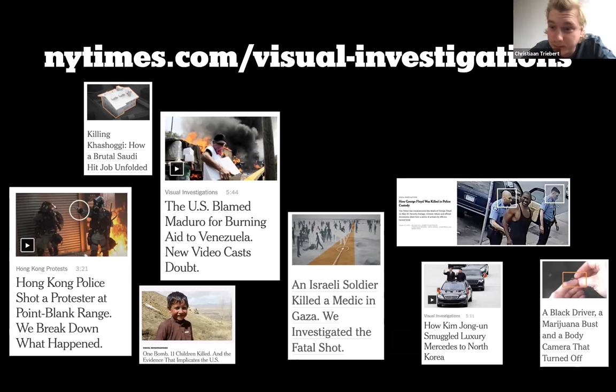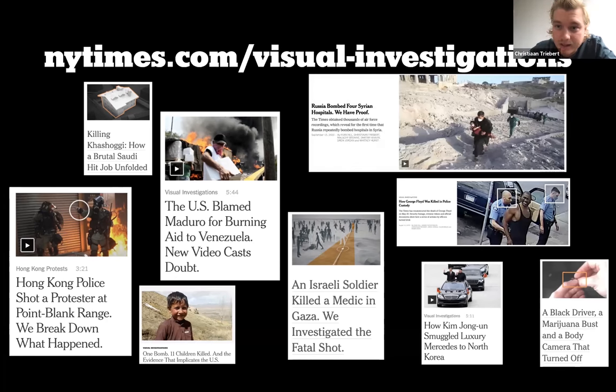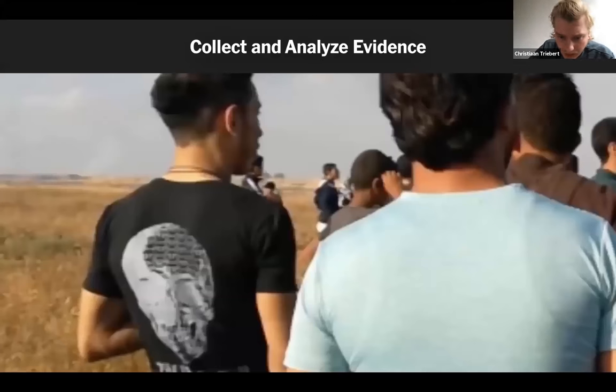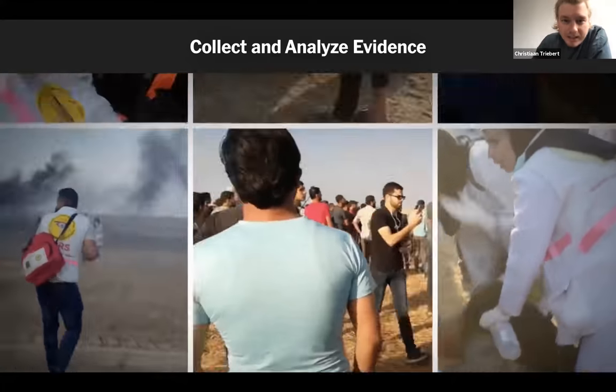How George Floyd was killed in police custody, we basically tracked the whole incident second by second. This one won a Pulitzer, was part of a body of work that won a Pulitzer this year. Russian bomb for Syrian hospitals. We have proof. Basically, we obtained thousands of Air Force recordings and we analyzed them to investigate the Russian Air Force in Syria. Our modus operandi is like something happens and we collect and analyze evidence, right?